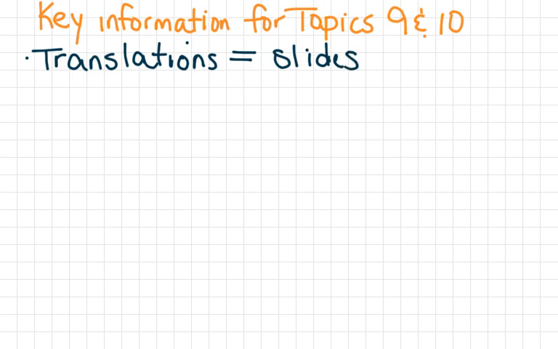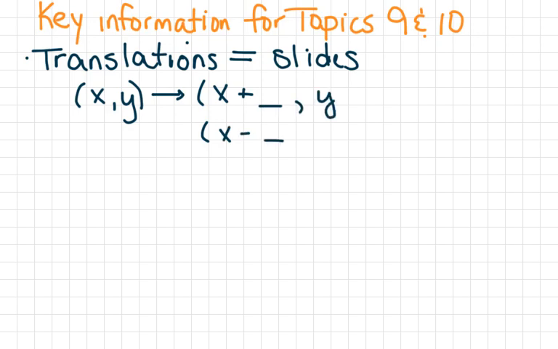And when we talk about slides, we have a rule, and the rule tells us how we move. So translations have rules that always start with XY. Then we have an arrow that we read as goes to. And then we have X, and then we'll have a plus or minus sign. So I'll put a plus here, and then I'll put a minus here. And then we're going to fill in numbers there. The same thing with the Y. We'll have a plus or a minus there, and then a number.